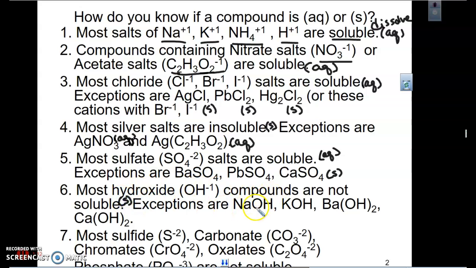Most hydroxides are not soluble. I would put solid. The exceptions, though, sodium hydroxide, potassium hydroxide, barium hydroxide, calcium hydroxide, all of those we would consider soluble, aqueous. And most sulfides, carbonates, chromates, oxalates, phosphates are not soluble. So these would all be solids. Okay. Now, this is a pretty black and white way of looking at things. In reality, everything is a tiny bit soluble, and sometimes we talk about slightly soluble or mostly insoluble and all that stuff. But for this level of chemistry, we're just going to go black and white. It either is or isn't. Okay?